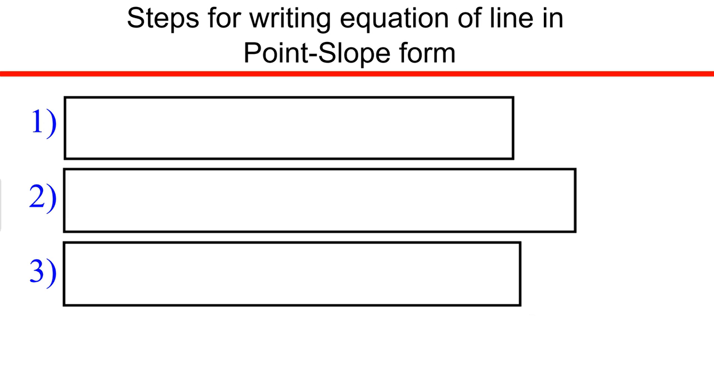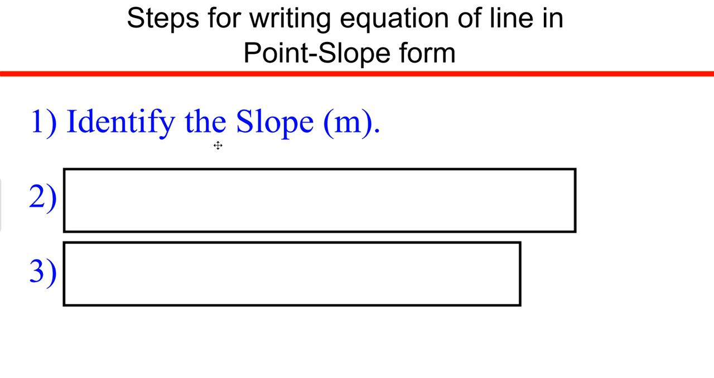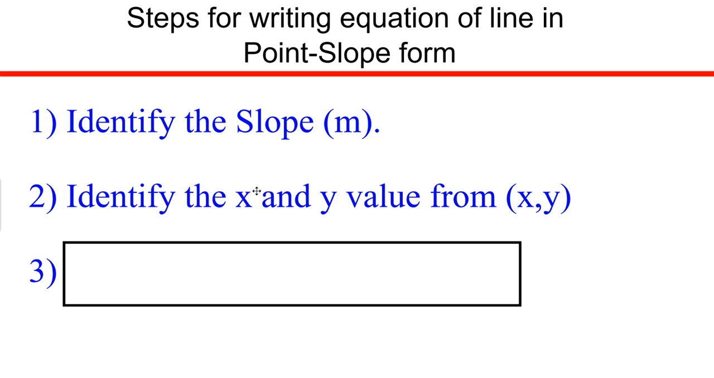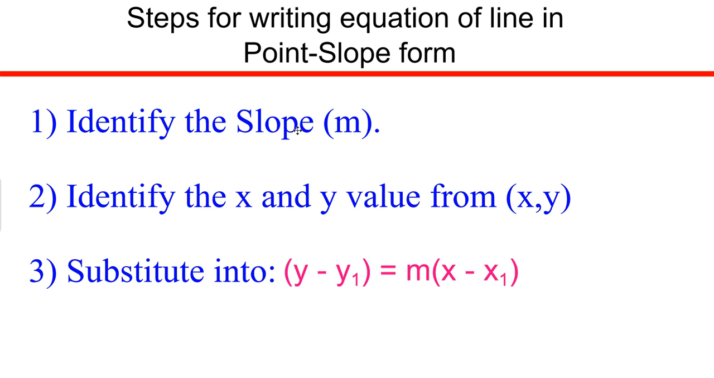Now, let's look at how we write a line in point slope form. To write one in point slope form, first again, we got to identify the slope. That might mean you might have to find it unless they give it to you. Then, after that, I have to identify the x and y value from the point. So pick the point, label it, and then once you have your point and your slope, you're going to substitute those into the point slope form. y minus y1 is equal to m times x minus x1. Let's see this in action.